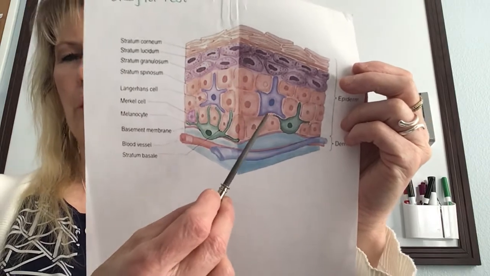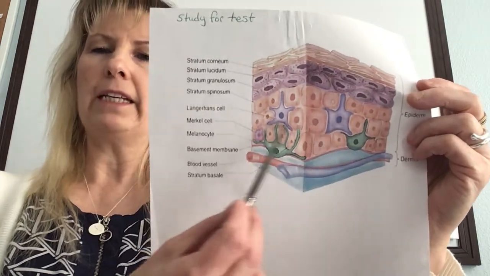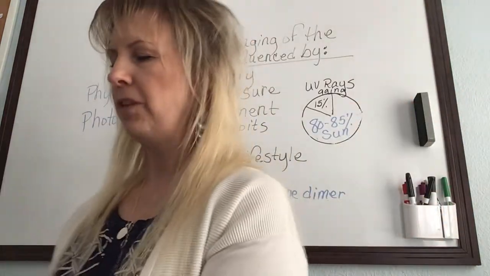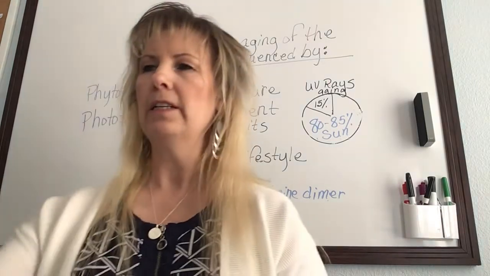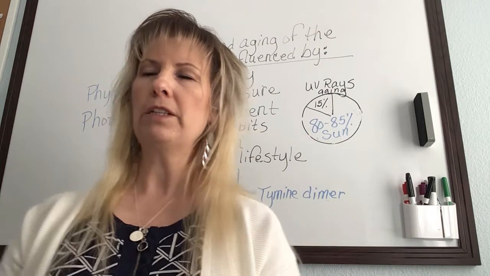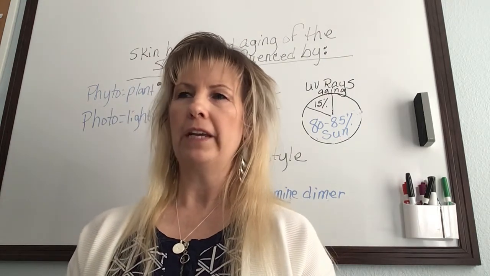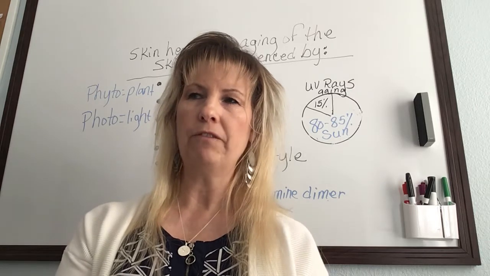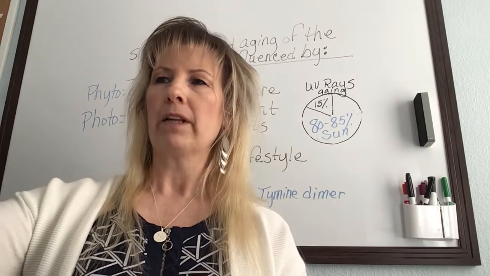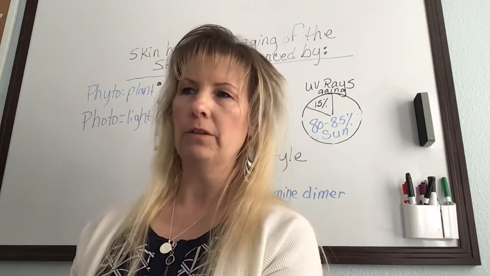Langerhans are the star-shaped immune cells. They are dendritic cells. They live mainly in the stratum spinosum. They can be in other parts of the skin, but they're mainly in that area. And what they do is they work to absorb, process, and carry the antigens to the nearest lymph nodes for further immune system action.